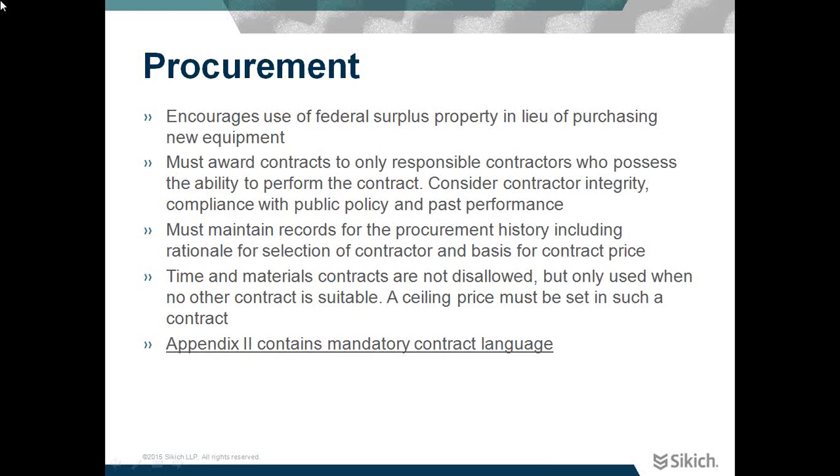Really, maintaining records is not a new requirement, but it's important to make sure you have those records, including any of the bid history and the rationale for selection of a contractor, because there are circumstances, as we'll note, where you are not necessarily required to take the lowest bid, but you do need to have a rationale for selection of that, oftentimes if it's not the lowest bid. And really, time and materials contracts are generally disallowed, but sometimes they're available if there's no other contract that's suitable. You'll see an appendix that contains some of the mandatory contract language further on.